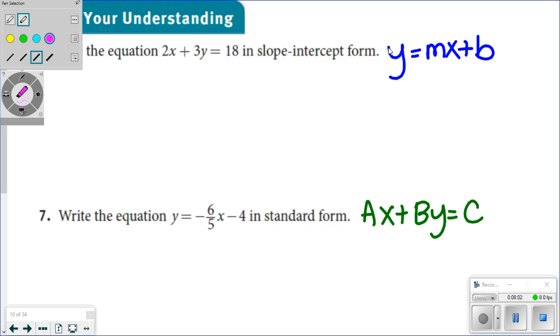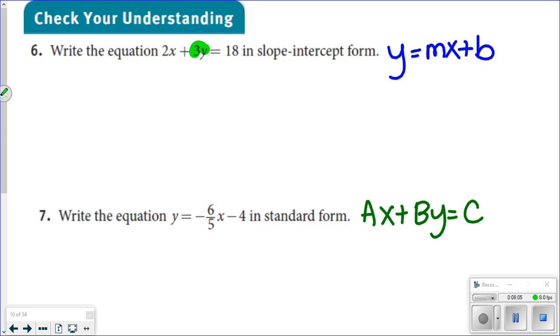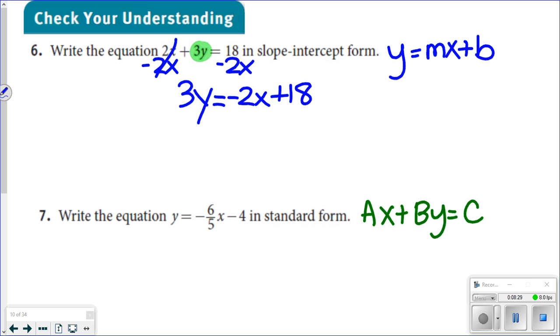Question 6. We need to get this 3y alone. So what I'm going to do is subtract 2x from both sides. Those cancel out. So I have 3y equals, my mx term comes first, so negative 2x plus 18. My y still is not alone. There's a coefficient of 3 out in front. Those are being multiplied together. So the opposite, divide by 3.